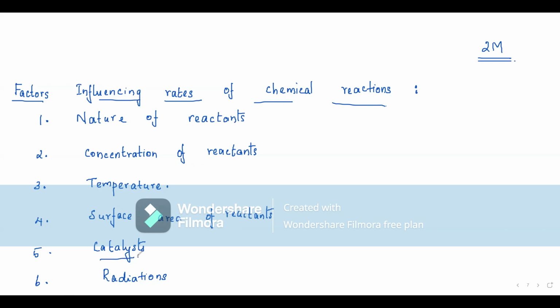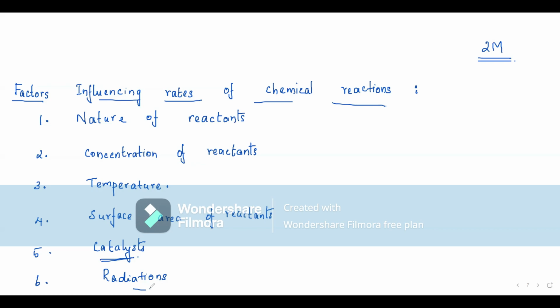Now, the fifth point, we are very much familiar with. A catalyst definitely increases. By definition, a catalyst can increase or decrease the rate. There are positive as well as negative catalysts. The rate of the reaction is increased by a positive catalyst, and the rate of reaction decreases by a negative catalyst. The last point is radiation. There are certain reactions which are photosensitive.